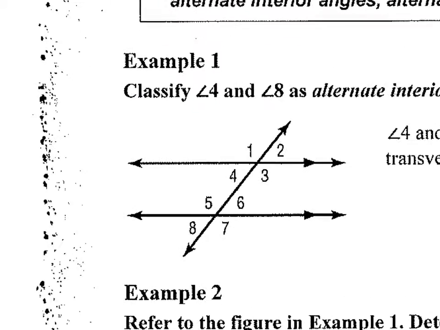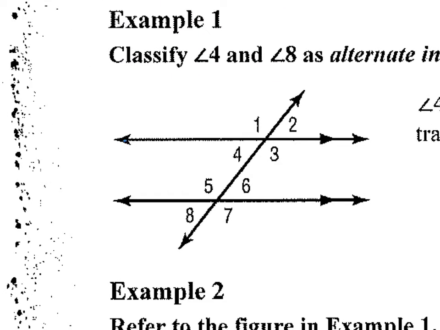So taking a look here at example 1, they give us a set of parallel lines right there and right there. And then our new big word for the day is this line right here. This is called a transversal. A transversal is a line that crosses two other lines. And for us, for the most part, they're going to be crossing through parallel lines.